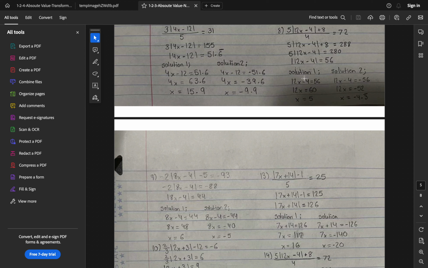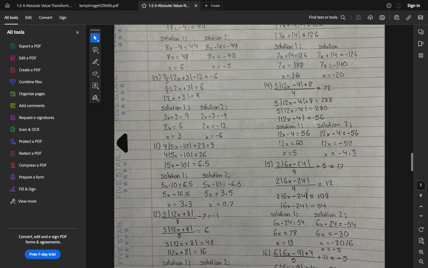Once again, two possible solutions: where it's equivalent to positive and where it's negative. So we have 12x minus 4 equal to 56. It becomes 12x equal to 60, and if we keep isolating for x, it becomes x equal to 5. For solution number 2, we have 12x minus 4 is equivalent to negative 56. We once again isolate. It becomes 12x is equivalent to negative 52, which becomes x is equivalent to negative 4.3 rounded.